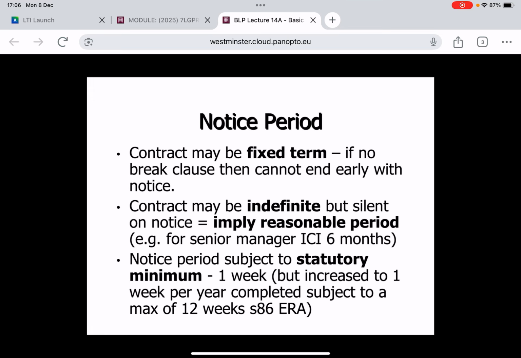We're going to move on now, having talked about contracts, to look at the question of dismissal or bringing the employment to an end. The first issue that we need to consider is that of what notice period has to be given to bring the employment contract to an end. The contract, of course, may be fixed term or indefinite.